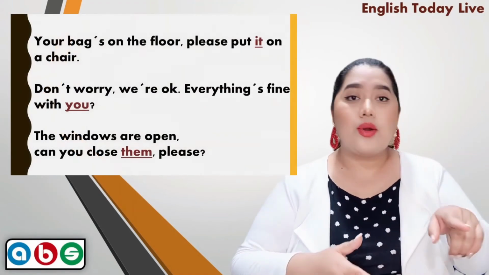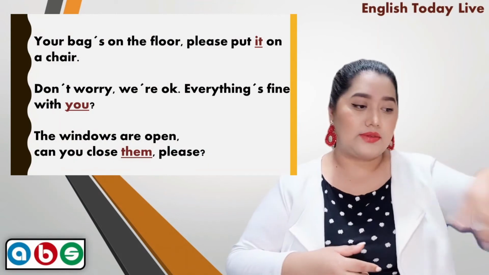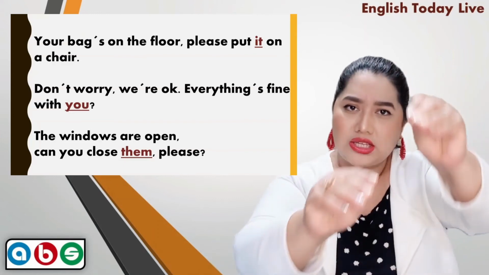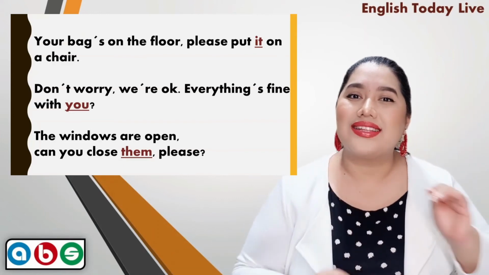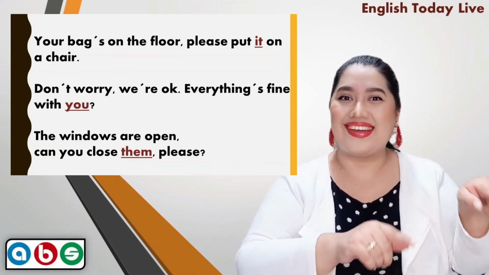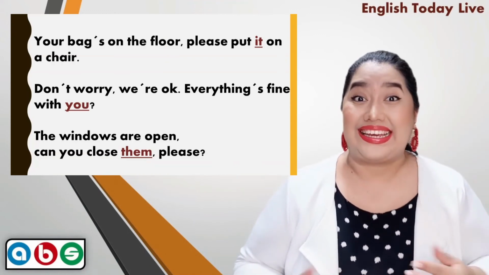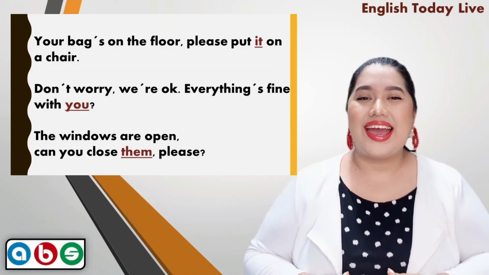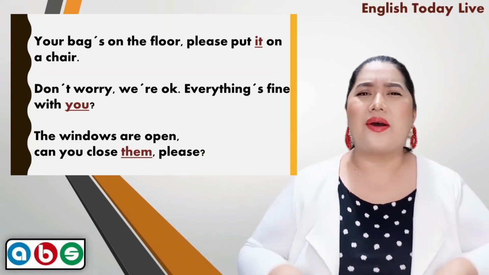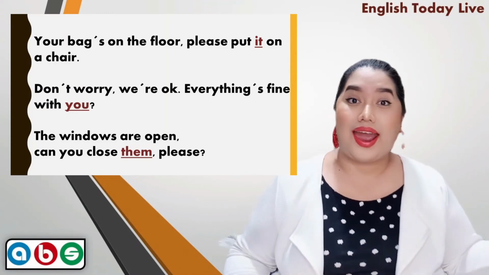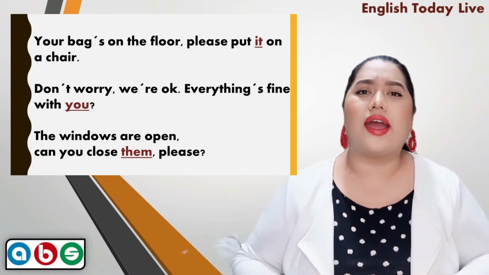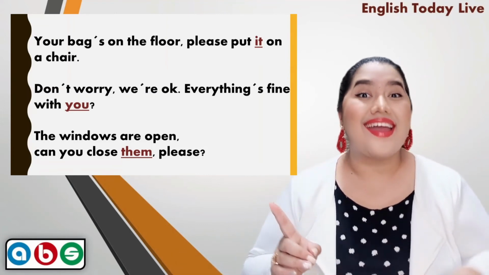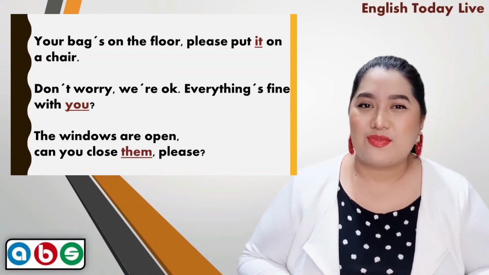Now we have: your bag is on the floor. Please put it on the table. Okay, it, I mean your bag. This is the object pronoun for it. It's the same. The subject pronoun it and the object pronoun it. The same one. Okay, and now we have: don't worry, we're okay. Yes, we're okay. Everything is fine with us. Aha! We and us. I use the correct object pronoun.